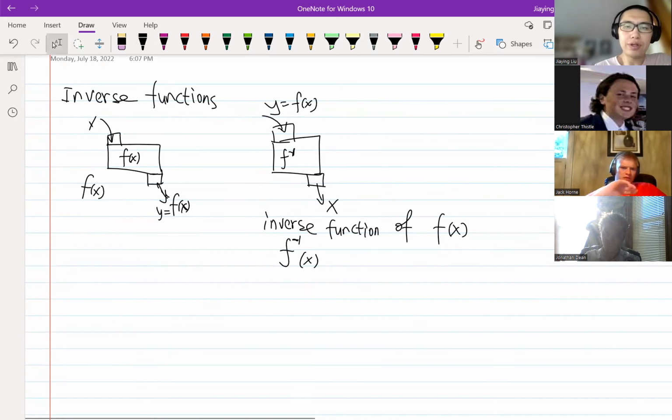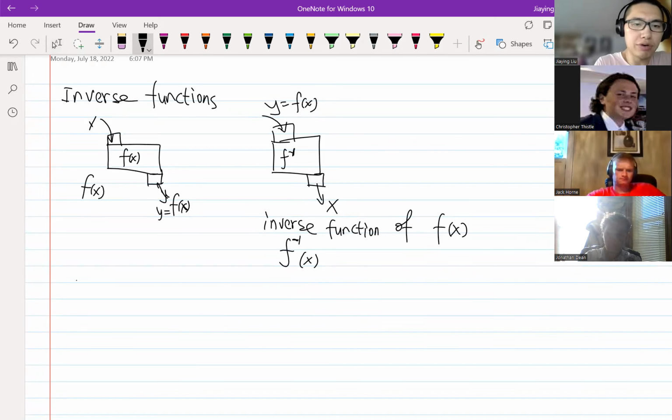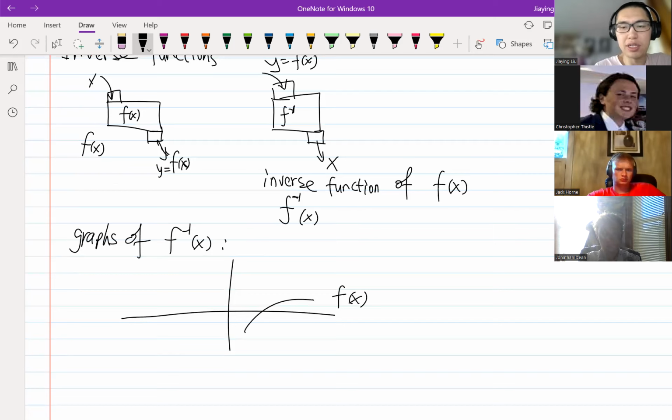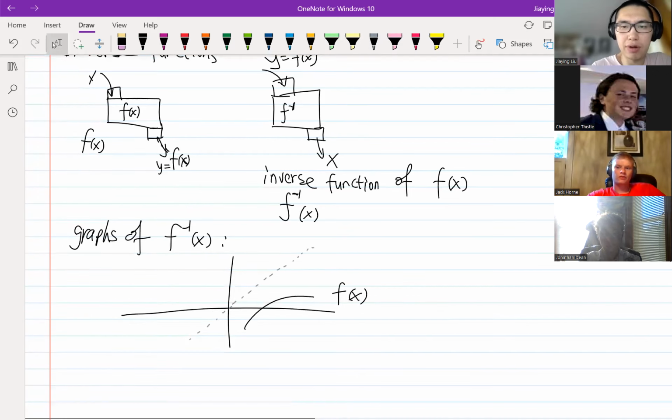So that means inverse function of f. And we're going to talk about how to find inverse functions in a minute, but let me give you the general graphs. So, graphs of inverse functions. Suppose we have a function f of x given. So this is f of x. And the inverse function has a graph that's perfectly symmetric to f of x with respect to the line y equals x. So if we take f of x and flip it over the dotted line y equals x, we get the graph for the inverse function.